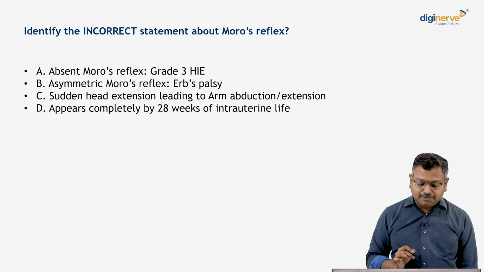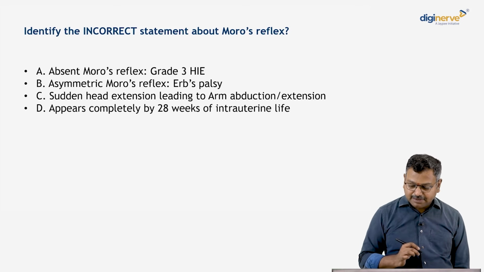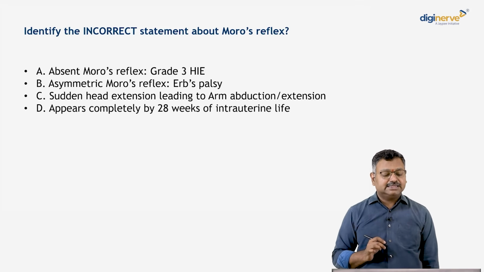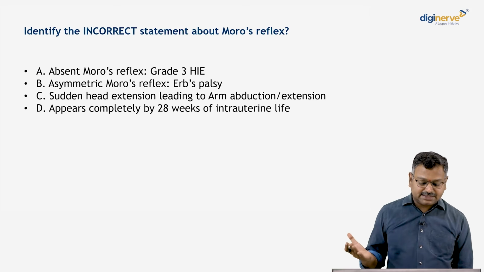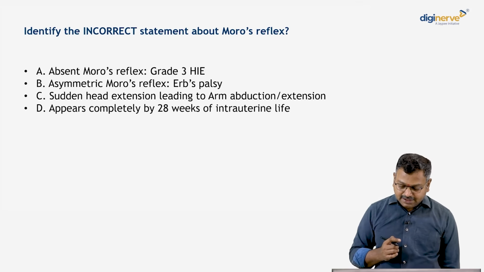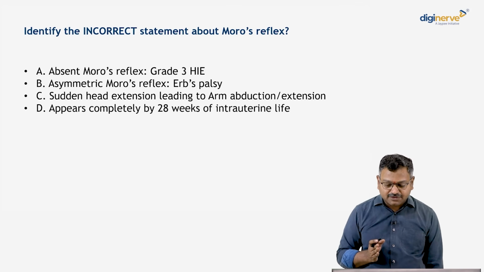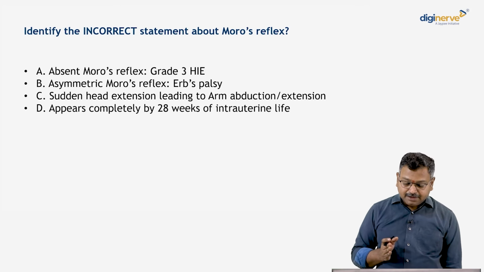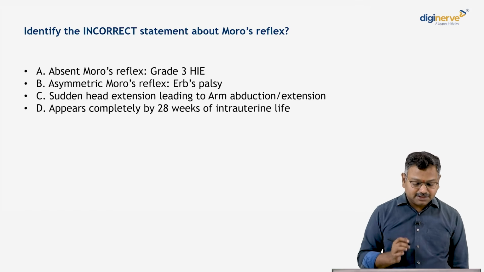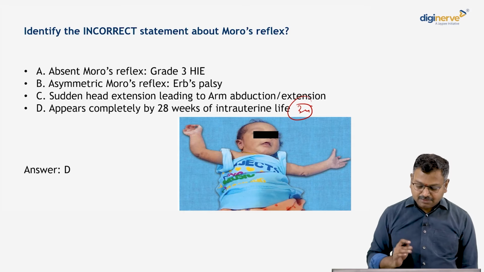Identify the incorrect statement about Moro's reflex. Absent Moro reflex is seen in grade 3 hypoxic ischemic encephalopathy. Asymmetric Moro's reflex in Erb's palsy. Sudden extension leading to arm abduction and extension appears completely by 28 weeks of intrauterine life. Now, what you have to remember is the Moro reflex begins around 28 weeks of intrauterine life, but it is not fully developed up to 34 weeks. That is very important. So this requires 34 weeks. So that is the classical Moro's reflex.